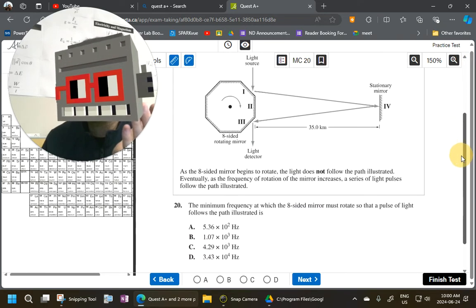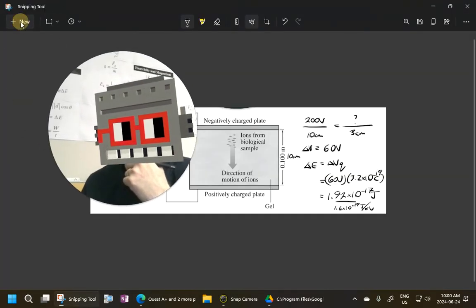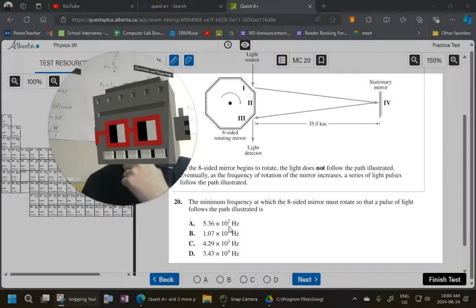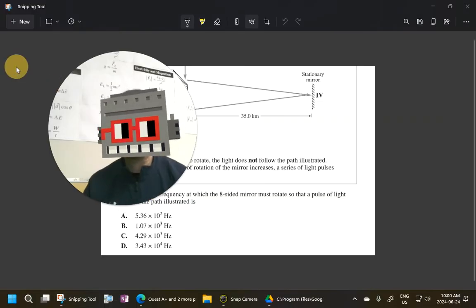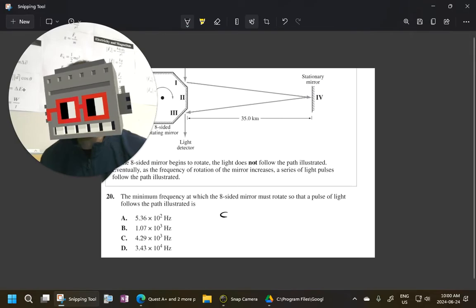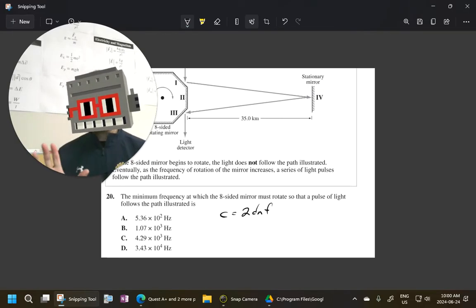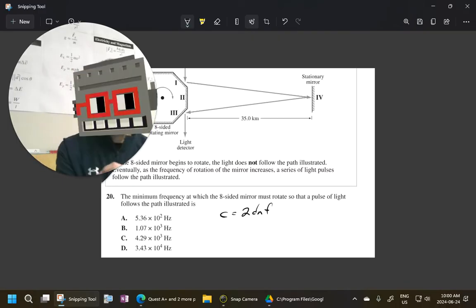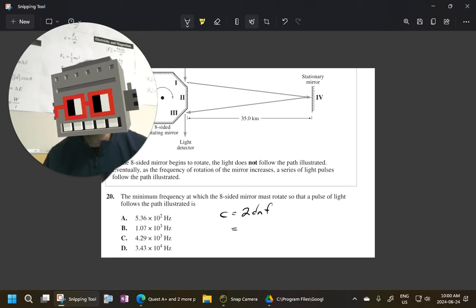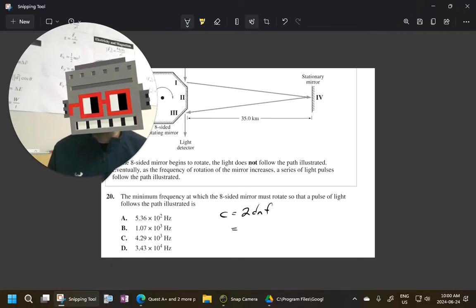So it's an 8-sided mirror. We've got some distance here. So remember Michelson's equation is C equals 2DNF. This is the formula that's not on your formula sheet. It was developed in class, right? So you don't have to know how it was developed anymore. You just have to know what it is. The 2 just stands for there and back. So if they give you the total distance already, don't put the 2 in the equation.